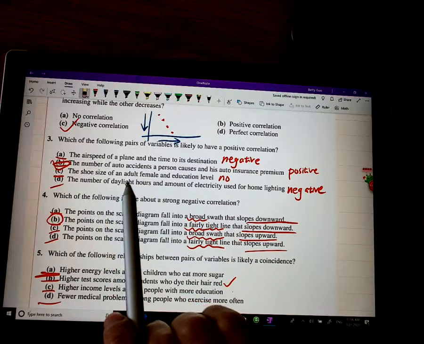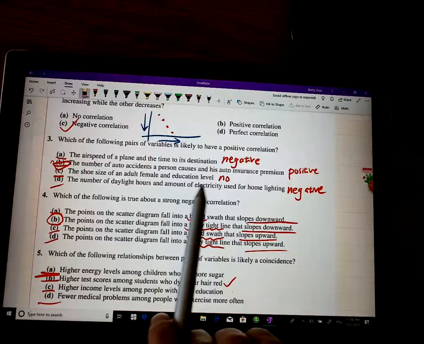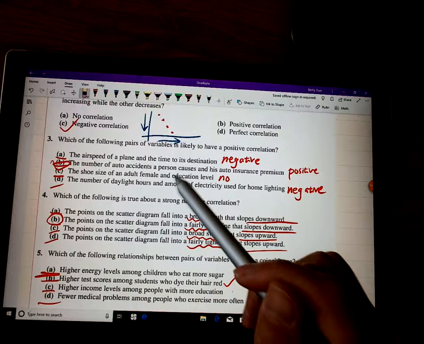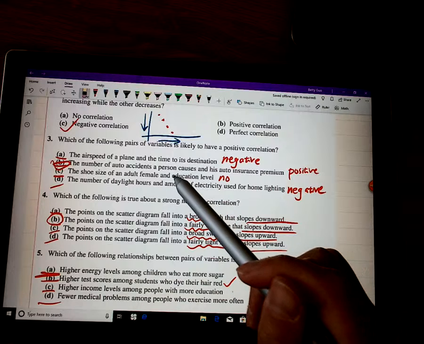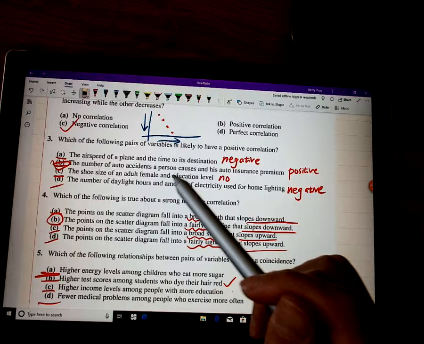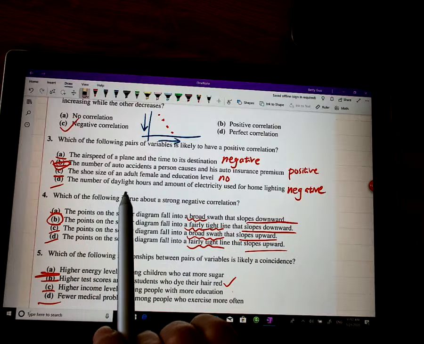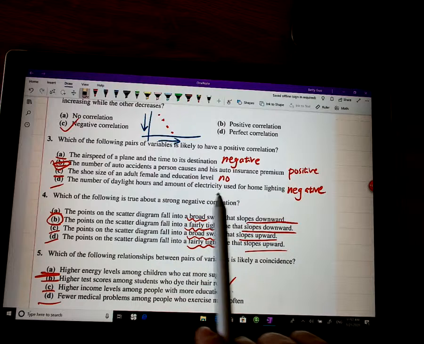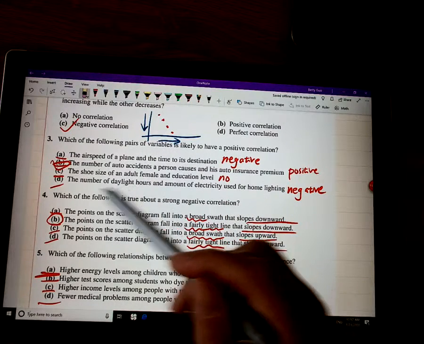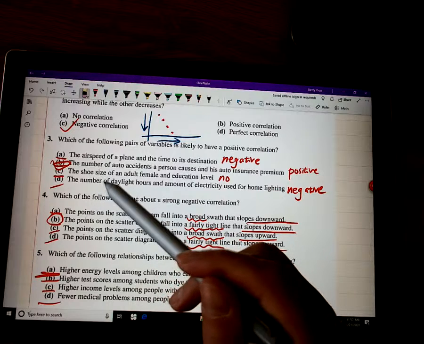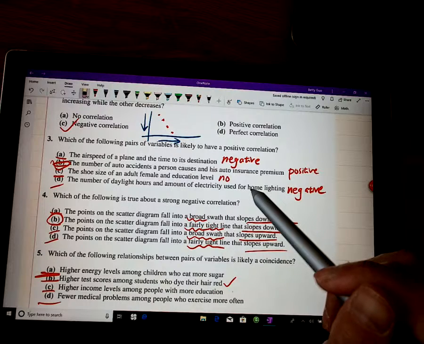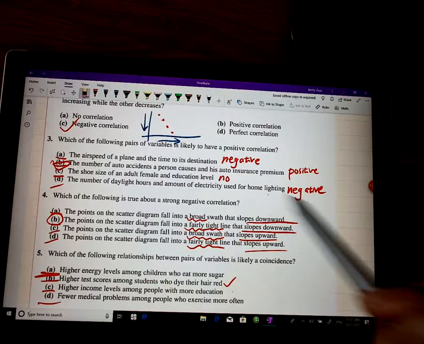C, the shoe size of an adult female and the education level. I would say no correlation. Okay? Women who have good education could have a small shoe size, also could have a bigger shoe size, right? D, the number of daylight hours and the amount of electricity used for home lighting. That is negative. If you have more daylight, then you would use the home lighting less. That is a negative.